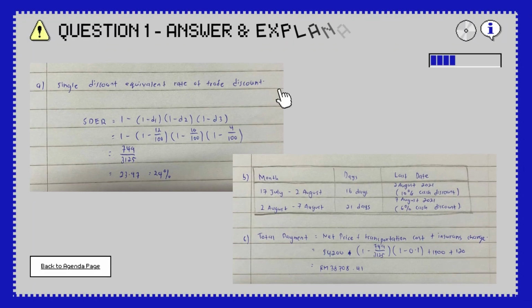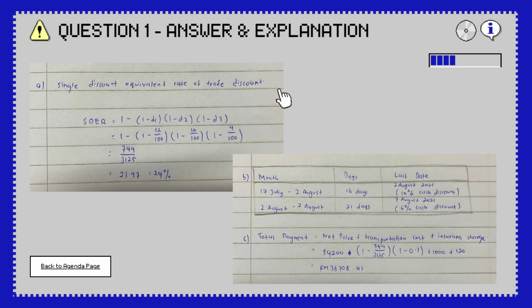Question A. Find the single discount equivalent rate to the trade discount. So just use the formula single discount equivalent rate, which is 1 minus (1 minus D1)(1 minus D2)(1 minus D3). Just fill in the formula with the information given and we get the answer 24%.